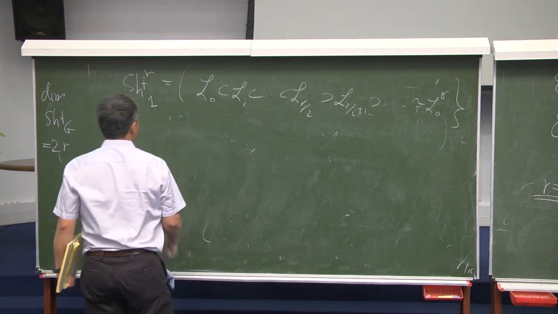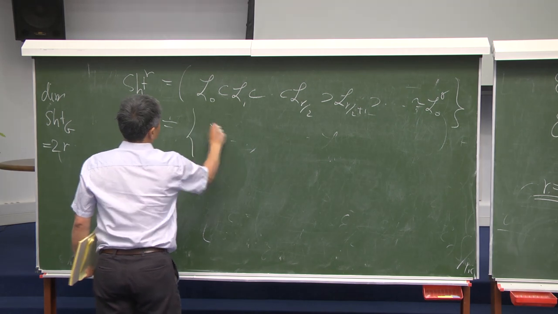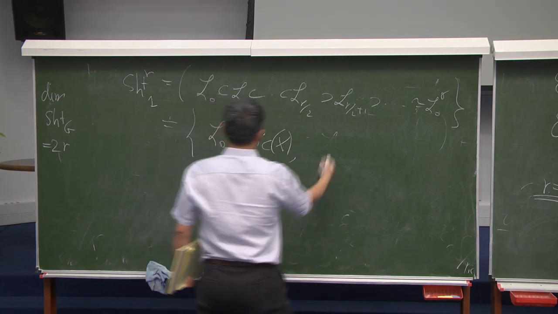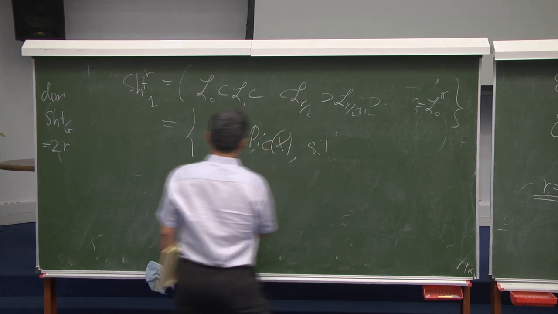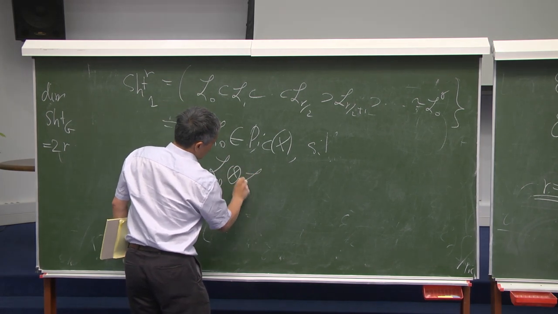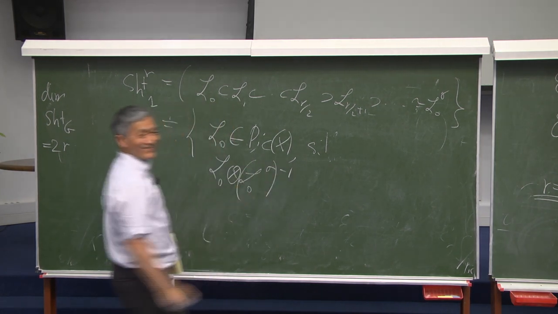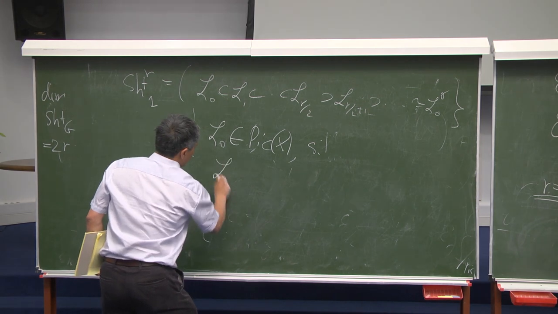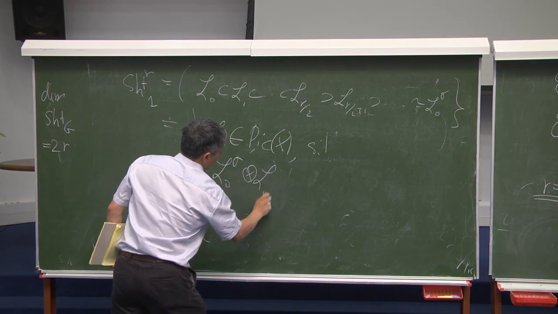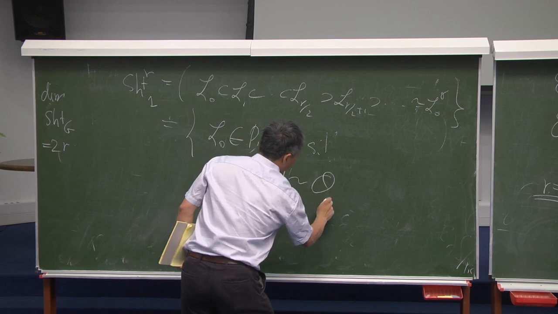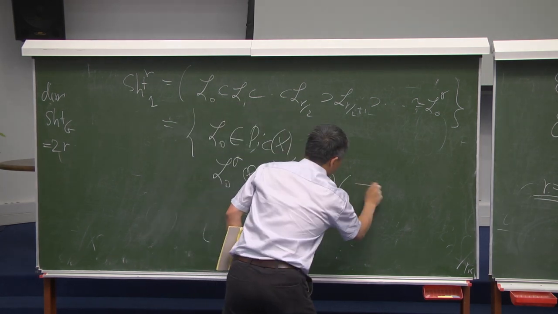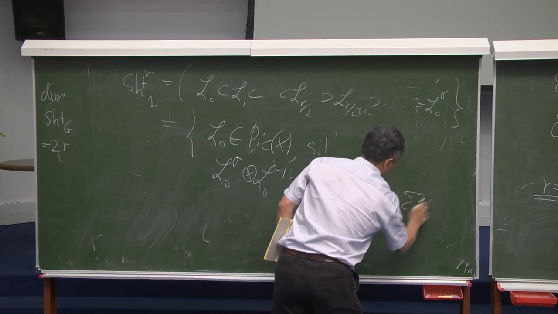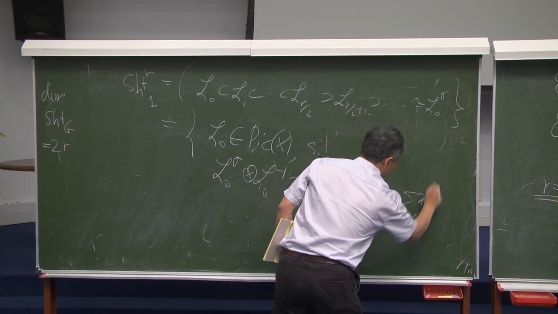So this is equal to L_0 inside Pic(X), such that L_0 tensor L_0 sigma inverse, maybe do it the other way, doesn't really matter, L_0 sigma tensor L_0 inverse is isomorphic to O_X of the summation of ξ_i, i less than R/2, minus sigma of ξ_i, i bigger than R/2.